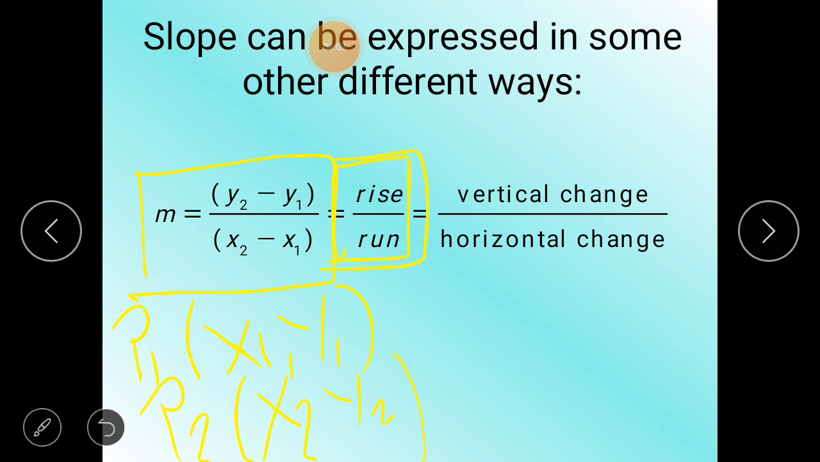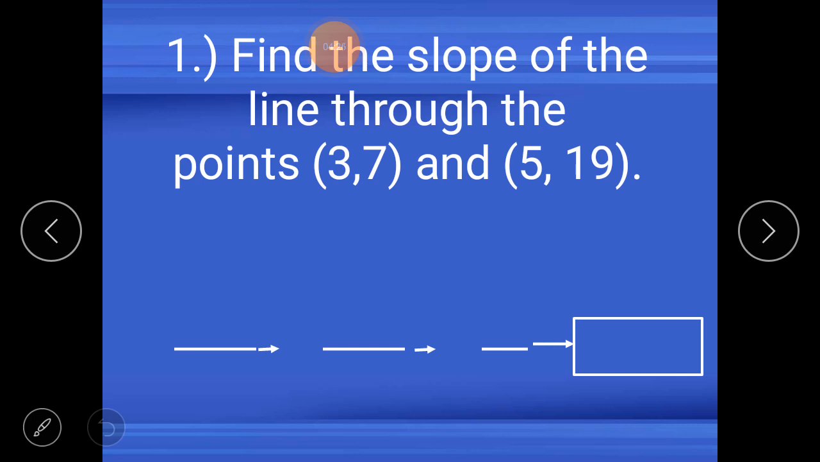Another representation of slope is vertical change over horizontal change. You all know that the vertical line represents the y-axis, so vertical change means change in y-axis. Horizontal is the x-axis, so this is change in x-axis. Okay, so let's try this.